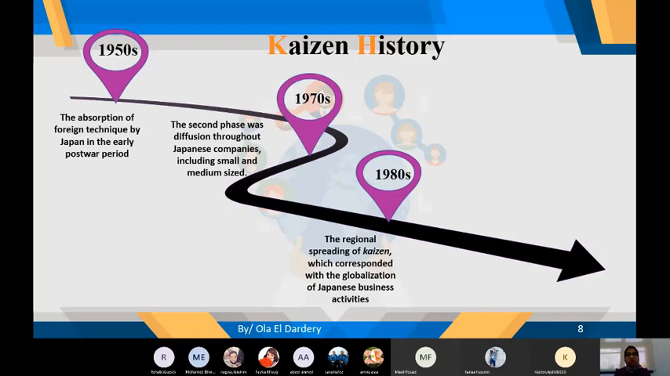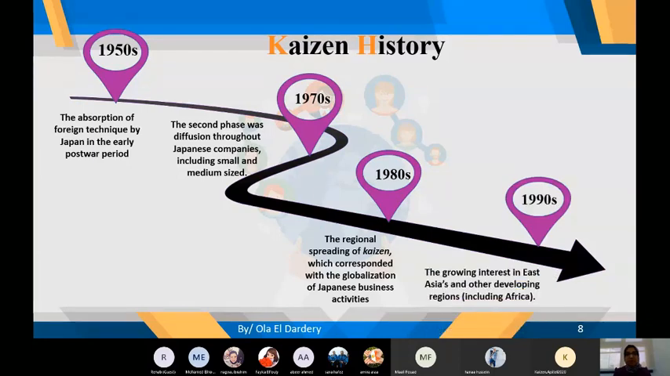The third stage, we can find that it started to spread across Asia. This is the regional spreading. As well, it corresponded with what happened in the globalization of Japanese business activities. At this stage, people were starting to see Japanese products as higher quality products with less cost. So here they started making the improvement and showing the world that their products are not low cost, low quality.